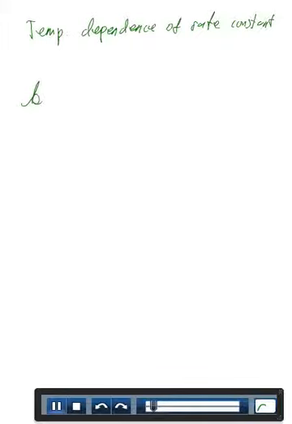Now we'll consider the temperature dependence of the rate constant. There's a simple equation that gives a rate constant and its functional dependence on temperature, and it's called the Arrhenius equation.